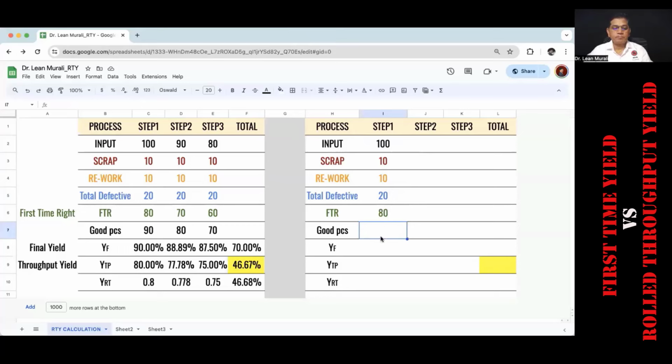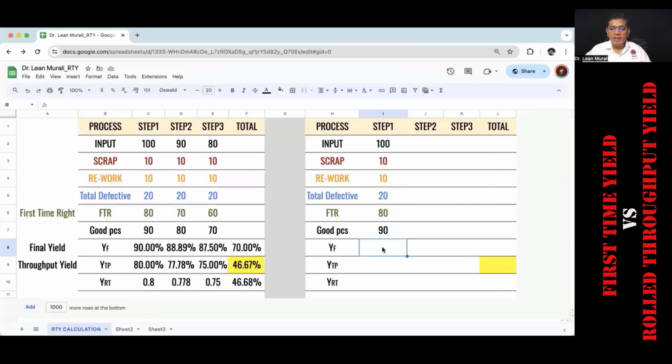Now the good pieces, if you see the good pieces, this is 80 plus rework is also added. Yes or no? Type yes in the chat box. Okay, all of you have understood. Just be with me so that you can understand this.